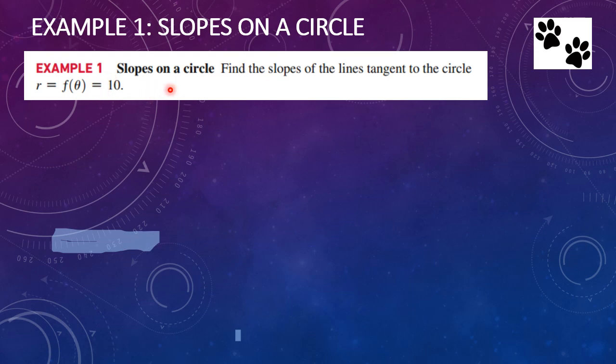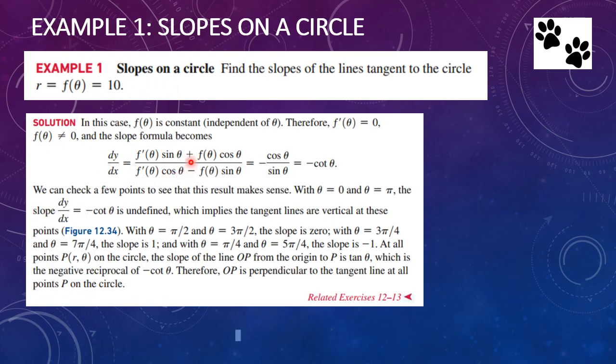derivative of a constant. And what that means is both of these first terms will cancel out because f prime theta, the derivative of a constant, is 0. And so we're left with 10 cosine theta over negative 10 sine theta. The 10s cancel out and we're just left with negative cosine theta over sine theta, which of course is negative cotangent theta. We can check a few points to see that this result makes sense.